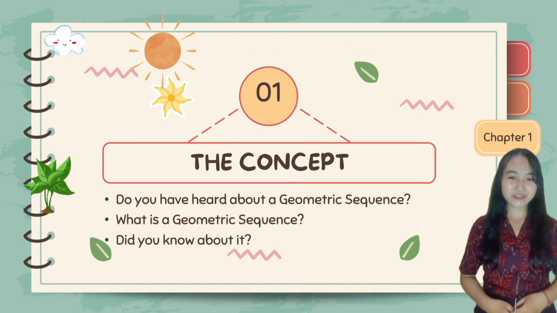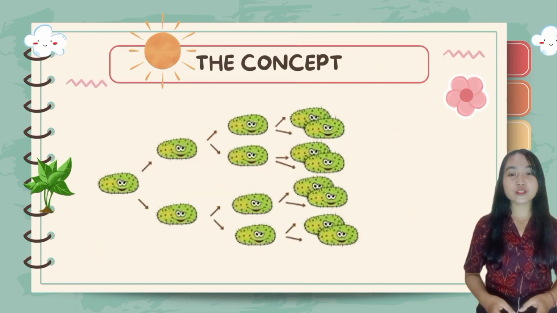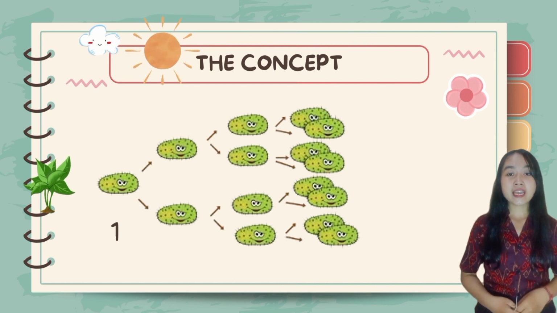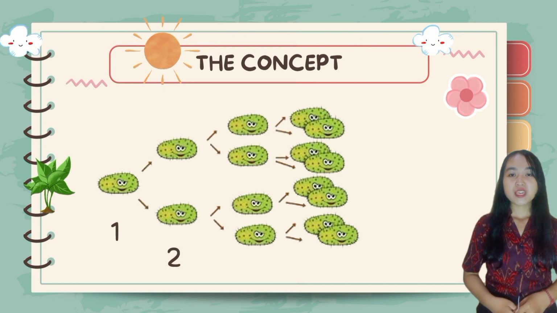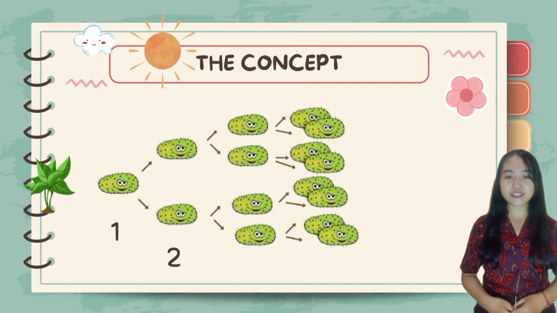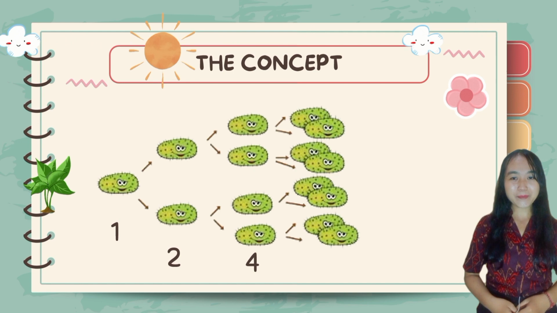Let's learn together. If we take an example, we observe the multiplication of bacteria. At 7 a.m., the number of bacteria is only 1. Then, at 9 a.m., the number of bacteria is 2. And the bacteria are getting more and more. At 11 a.m., the number of bacteria is 4. How many bacteria at 1 p.m.?